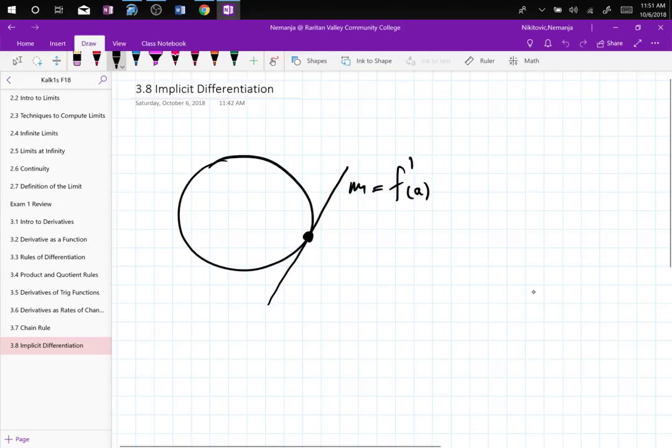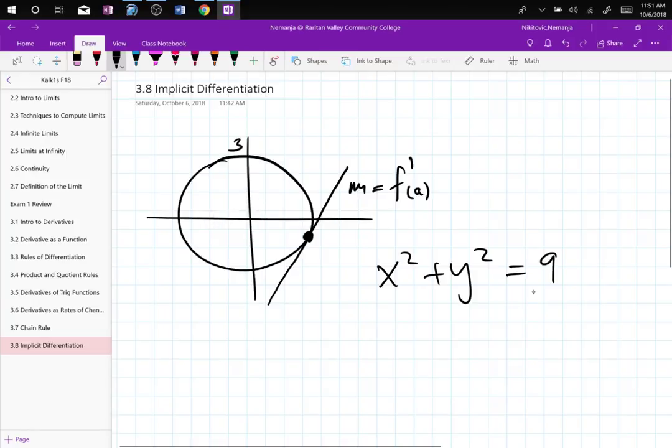So what is the equation of the circle? It's x squared plus y squared equals 9, right, if the radius is 3. So I have an equation, and it's clearly not a function because it has y squared. You can also see it's not a function because it fails the vertical line test, right? Not a function.